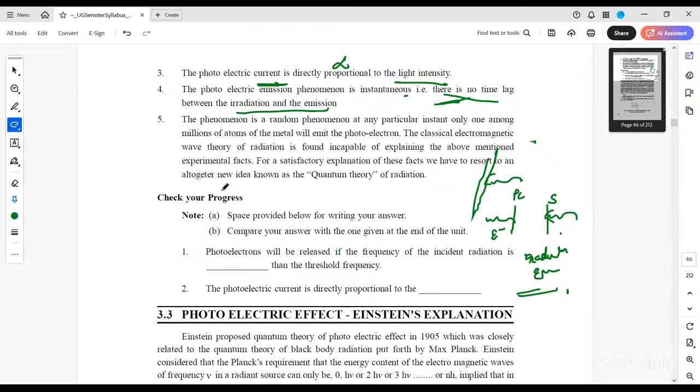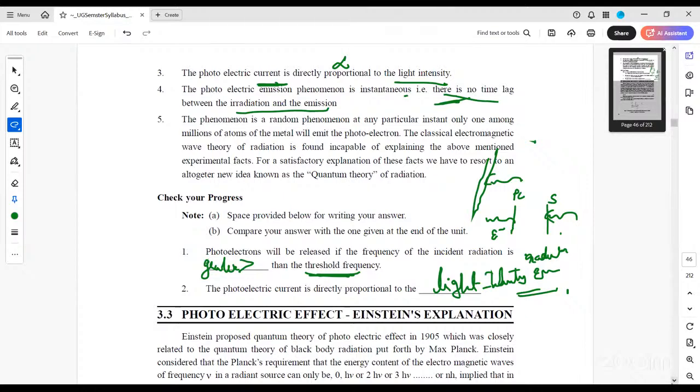So what is the question given here? The photoelectric current is directly proportional to what? The answer is light intensity. Photoelectrons will be released if the frequency of the incident radiation is greater than the threshold frequency. Only when it is greater than the threshold frequency are electrons released.